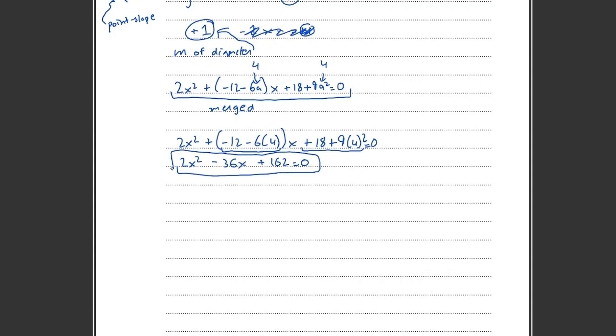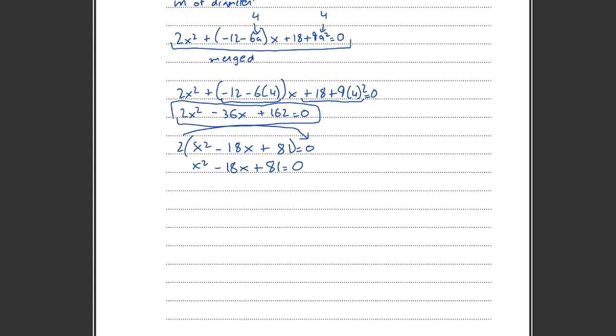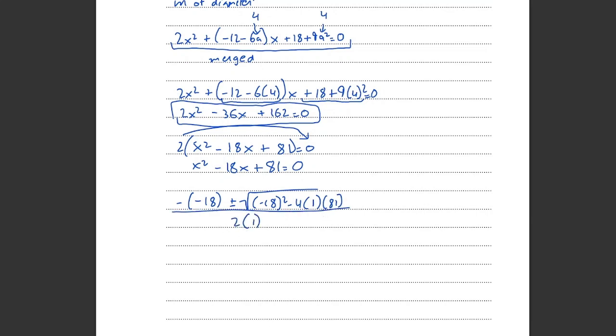Now you can solve this merged equation, and it's going to give you the coordinates where the tangent intersects with the circle. Let's solve it out. We can take the 2 out as common and divide it away, so we get this equation. Now we can use the quadratic formula, minus b plus minus the square root of b squared minus 4ac, over 2a. When we solve this out, we get just one coordinate, 9. You get the same coordinate when you add or subtract.